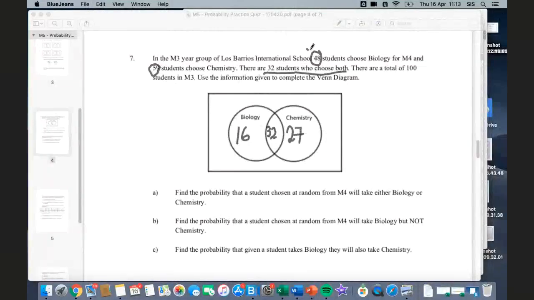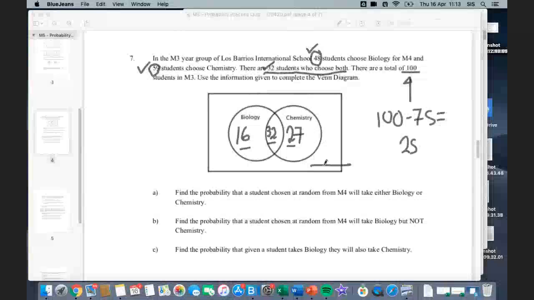So we've inputted this information, and this information. There are a total of 100 people altogether. So we know that these 3 numbers and this number here needs to add up to 100. So I'm going to add up these 3 numbers to begin with. That's going to be 48 for these 2 numbers, 55, 75. So we know that 100 minus 75 is going to give us the 25. Now the 25 represents those students who do not study biology, chemistry or both.